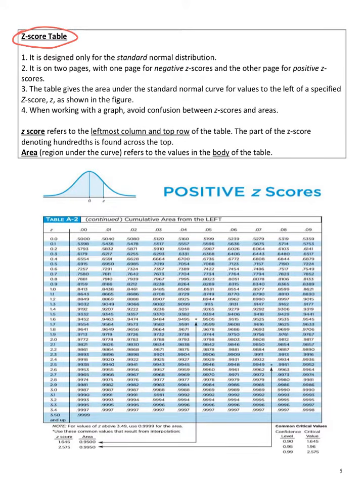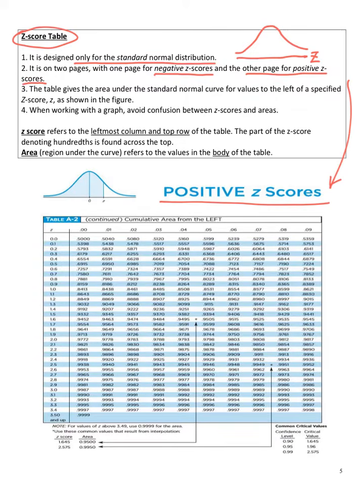Number one, this is only for the standard normal distribution. So the random variable is z. Now it is on 2 pages with 1 page for negative z-scores, right? Because z-scores can be negative or positive or 0. And the other page for positive z-scores. What you see on the bottom of this page is the positive z-scores page, okay?